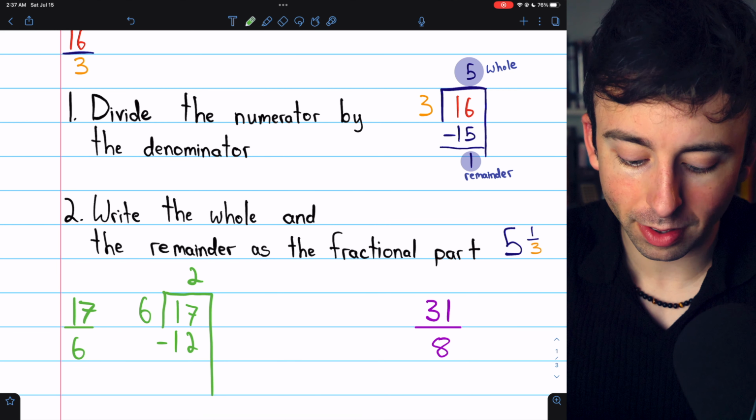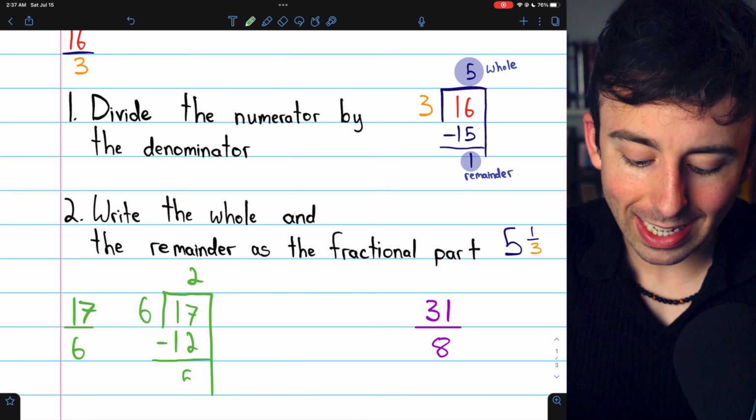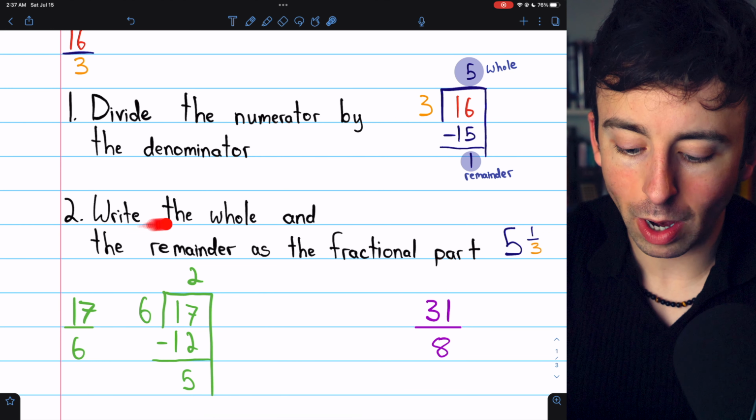That's a subtraction of 12. 3 copies of 6 is 18, so that would be too big. If we subtract 12, that leaves a remainder of 5. Now we can move on to step 2, which is to write the whole.